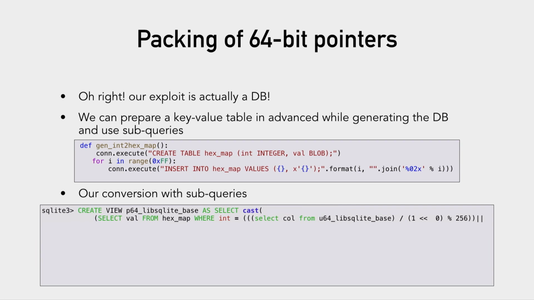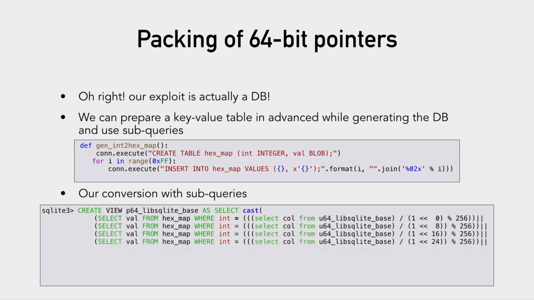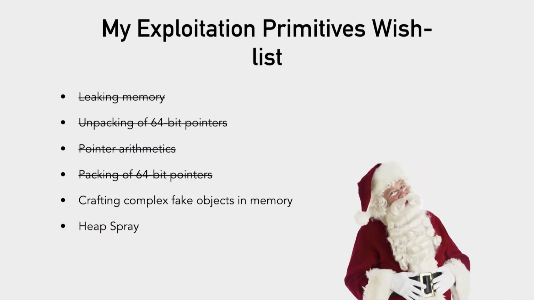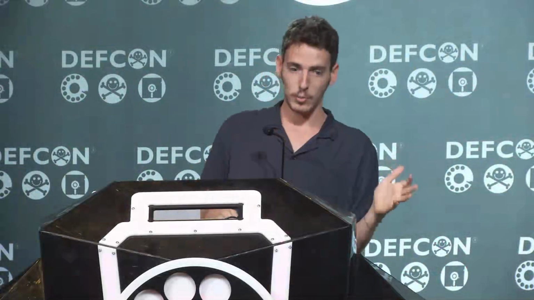And now our conversion uses subqueries that are selecting from this hex map. So you see how the view is referring to hex map. And again, we have some shifting and modulo dark magic, and we concatenate everything together, resulting in this query. So now we also know how to pack 64-bit pointers. We are moving forward.